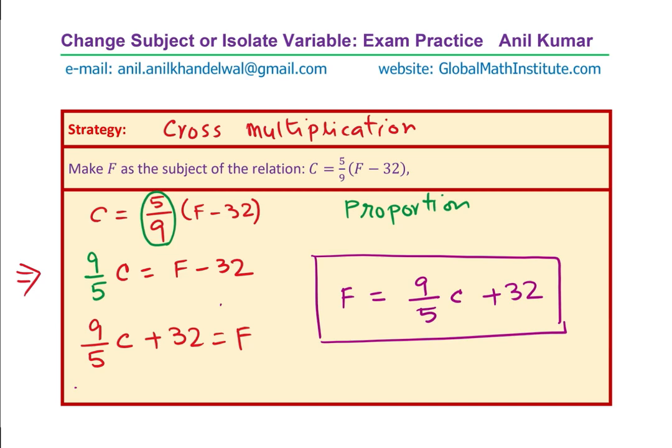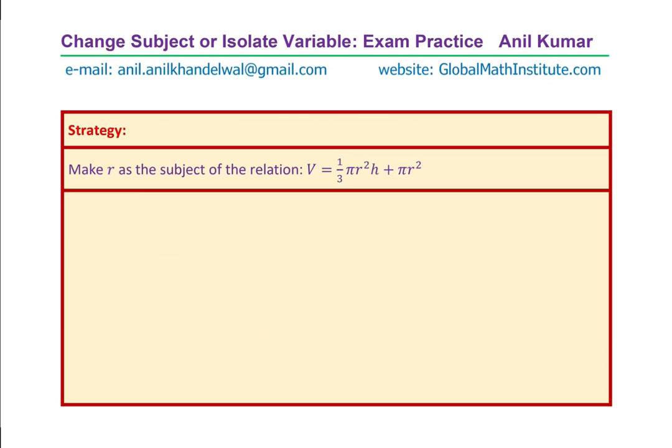The next question here is: make r the subject of the relation V equals 1 by 3 pi r square h plus pi r square. Let's rewrite this question. V equals 1 by 3 pi r square h plus pi r square. Okay, so we have a relation here. We need to isolate r.